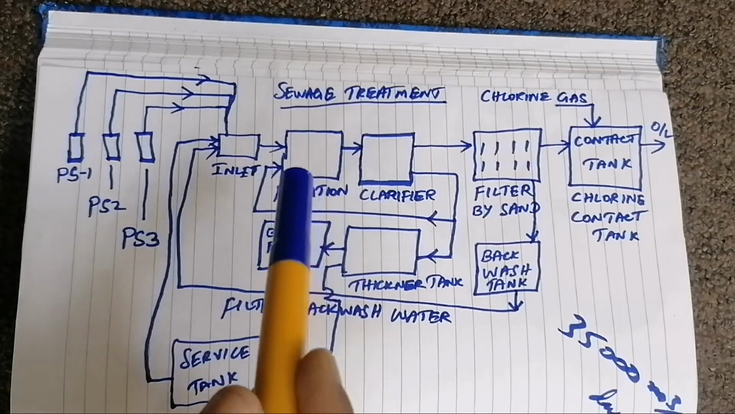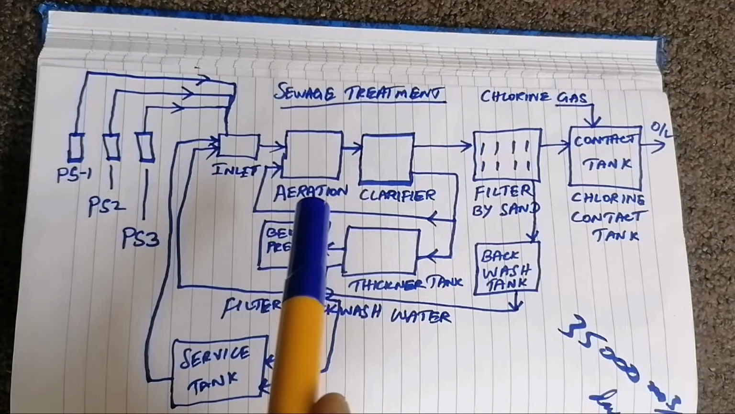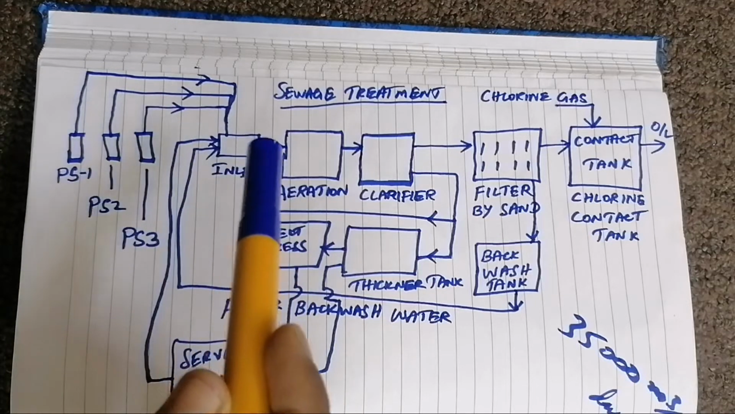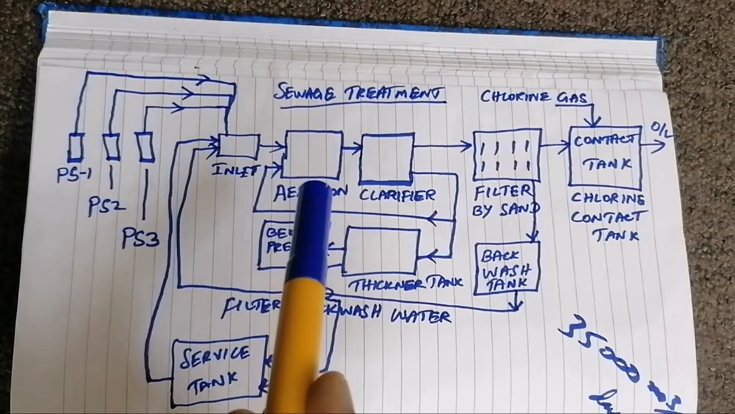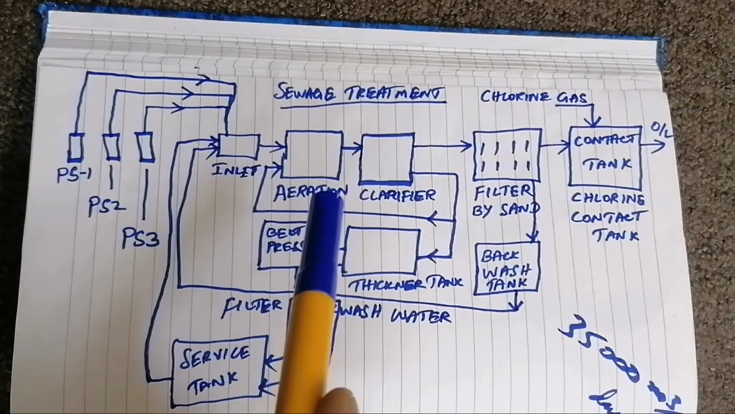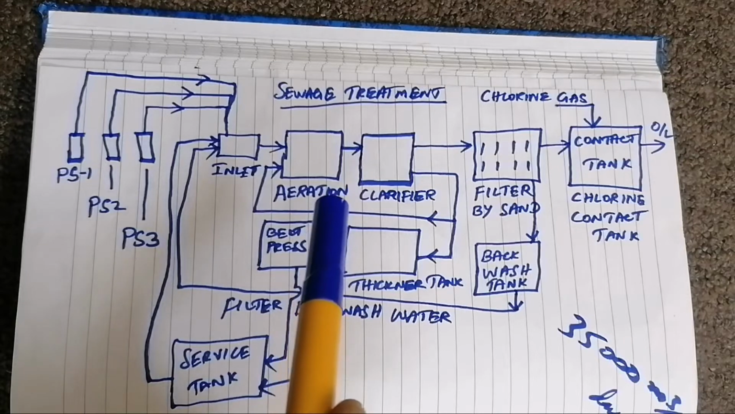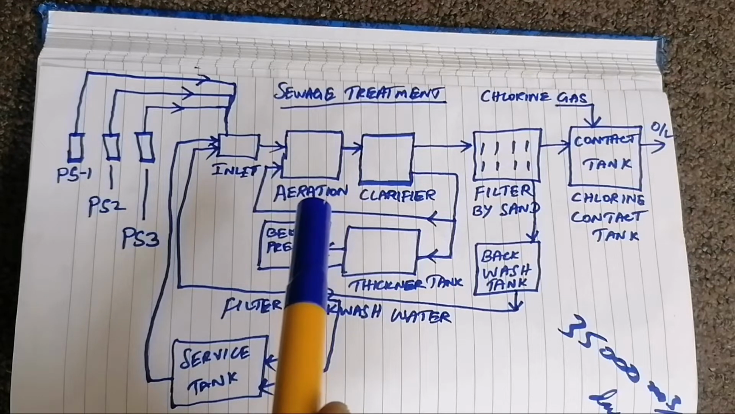What is the function of the aeration tank? The aeration tank's function is to biologically treat the water. The water coming from the inlet pumping station will have different types of pH value and TDS values. So here we first have to biologically treat this water in the aeration tank. In this tank, the bacteria in the water will be biologically treated.